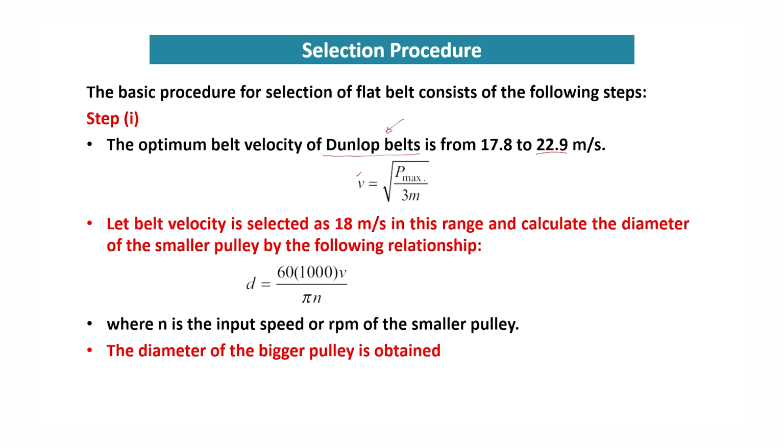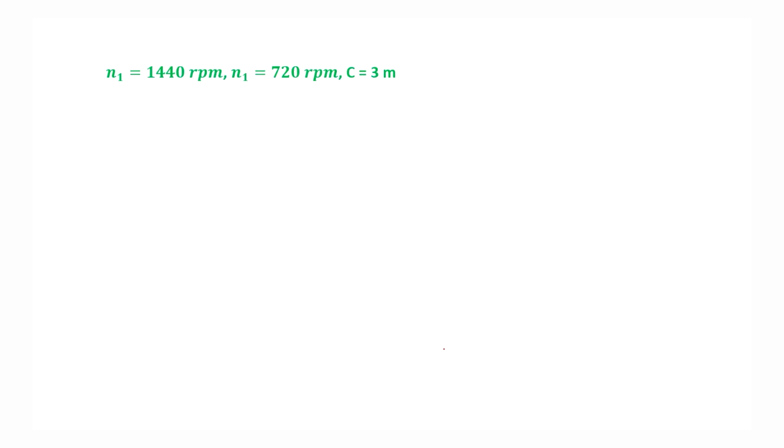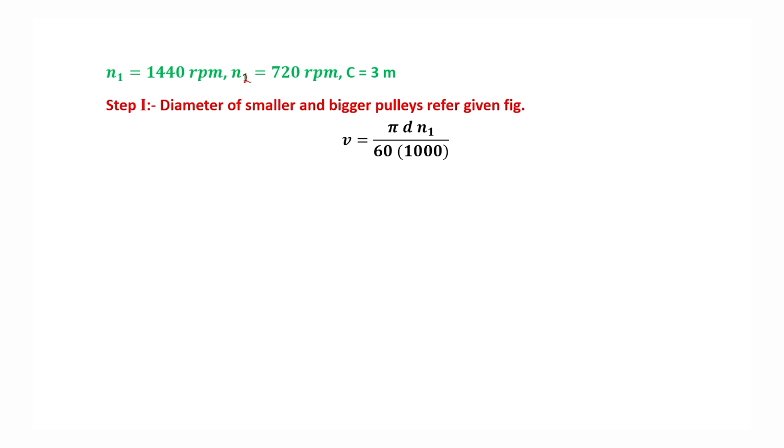The diameter of the bigger pulley is obtained from the velocity ratio given or required. So in our problem, n1 is 1440 rpm and n2 is 720 rpm, and the center distance is 3 meters. So the diameters of the smaller and bigger pulleys are given by this formula. This will give you the diameter of the smaller pulley.